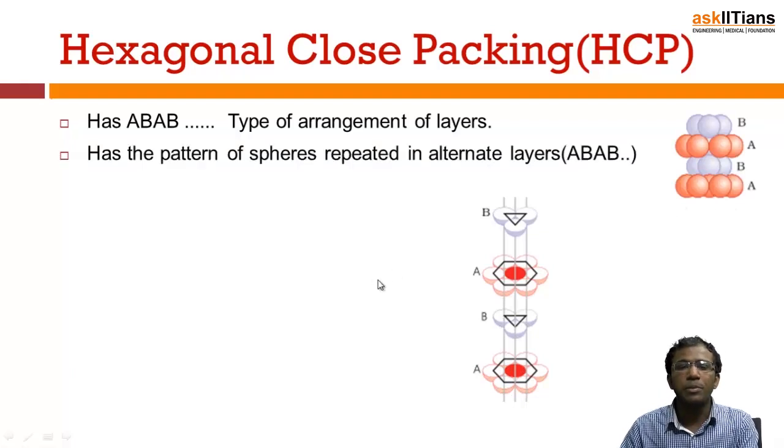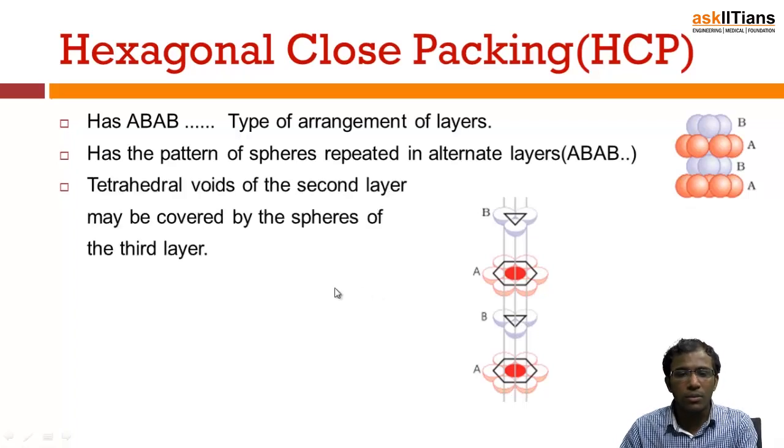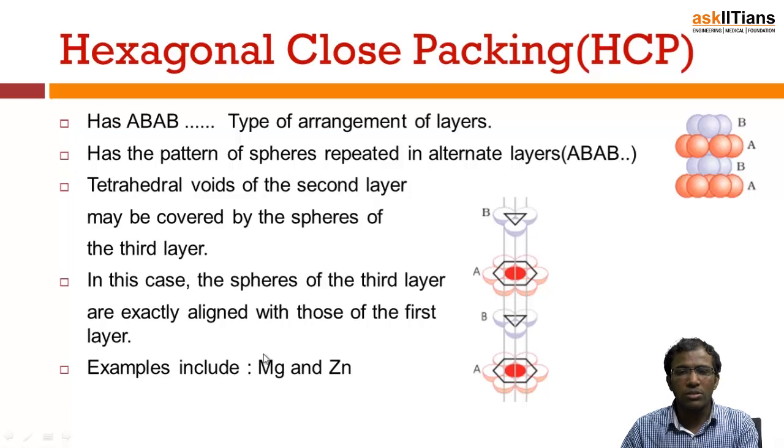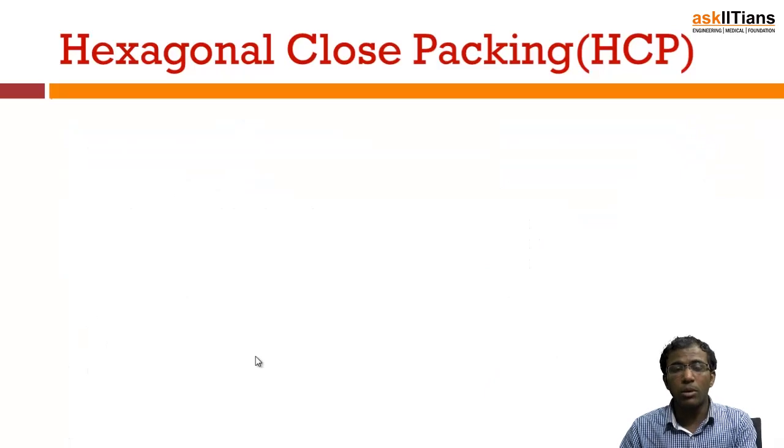It has a pattern of spheres repeated in alternate layers. The tetrahedral voids of the second layer may be covered by the spheres of the third layer, which we have already seen. If we put it in such a way that the third layer covers the tetrahedral voids, the spheres of the third layer are exactly aligned with those of the first layer. That's why the third layer is given the same name as the first layer. Examples which crystallize in HCP are magnesium and zinc. Magnesium and zinc have an HCP structure. Let's learn more about it.